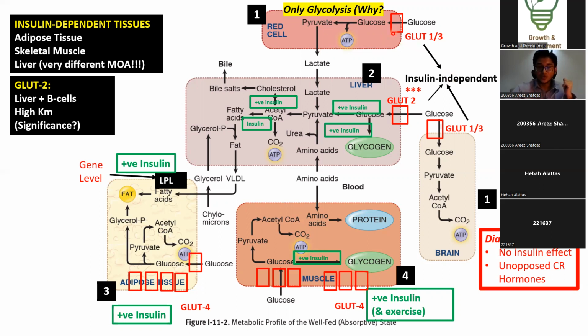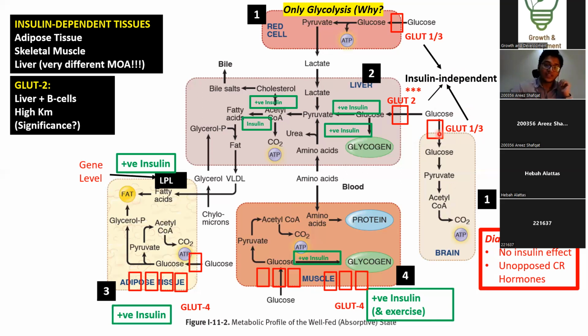I also told you that the red blood cell lacks mitochondria, so it can only carry out glycolysis. The brain has mitochondria, so it can use acetyl-CoA, which is responsible for ketone bodies, as we'll see later on, right? These are insulin independent.